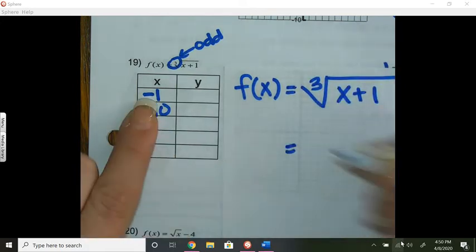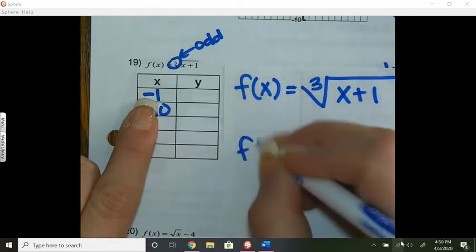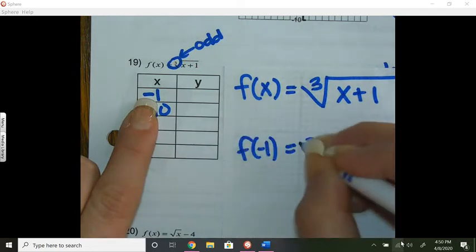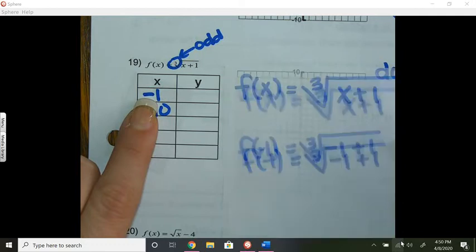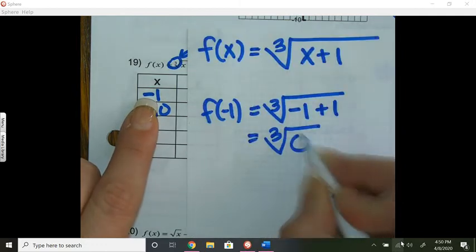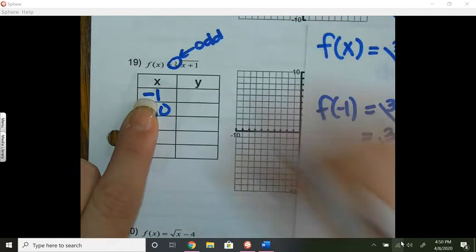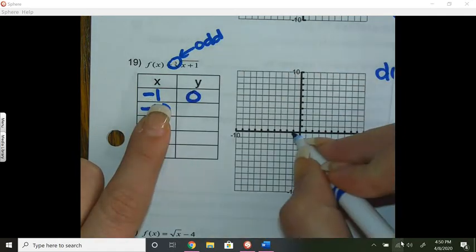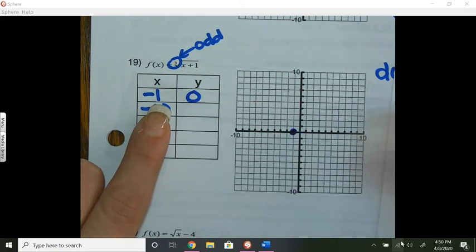Now I'm going to go ahead and again, you can plug in whatever number you want. So I'm going to go ahead and plug in -1. And then -1 plus 1 is 0, and the cube root of 0 is 0. So I have now this point right here on my graph.